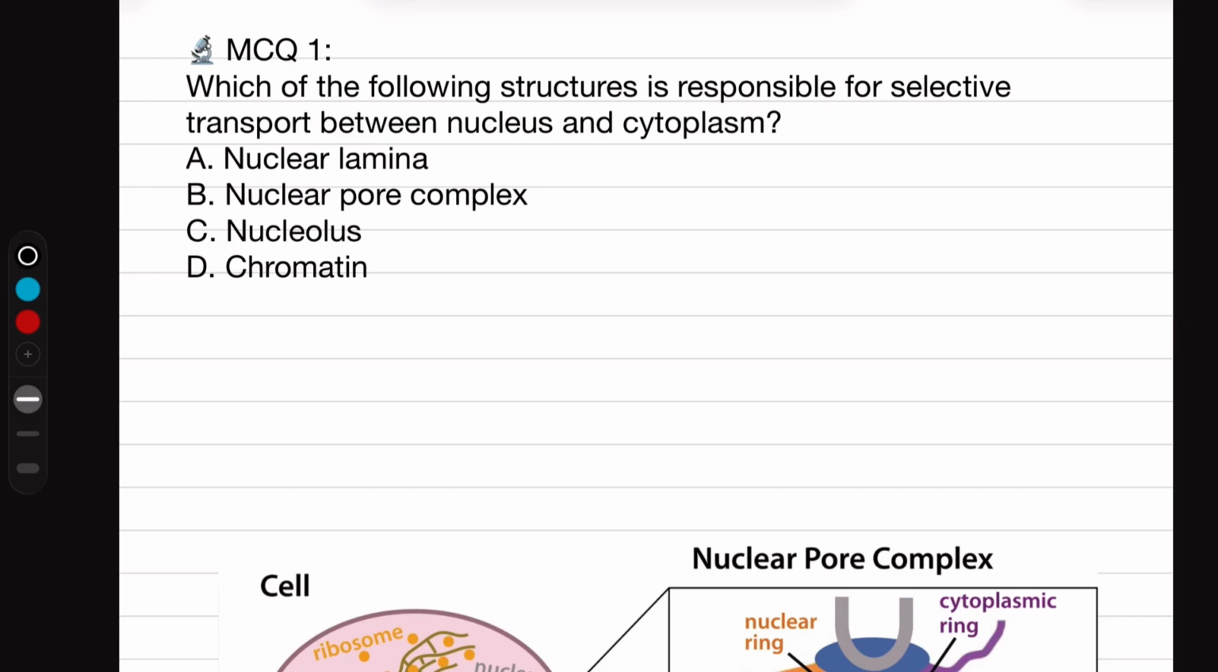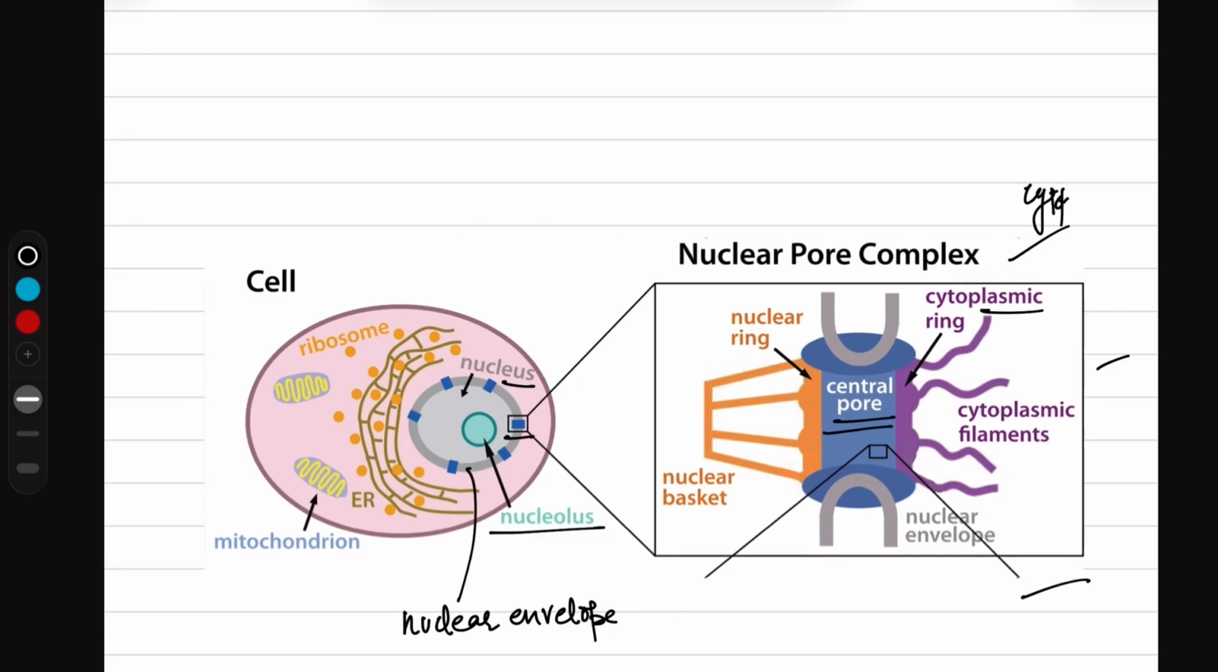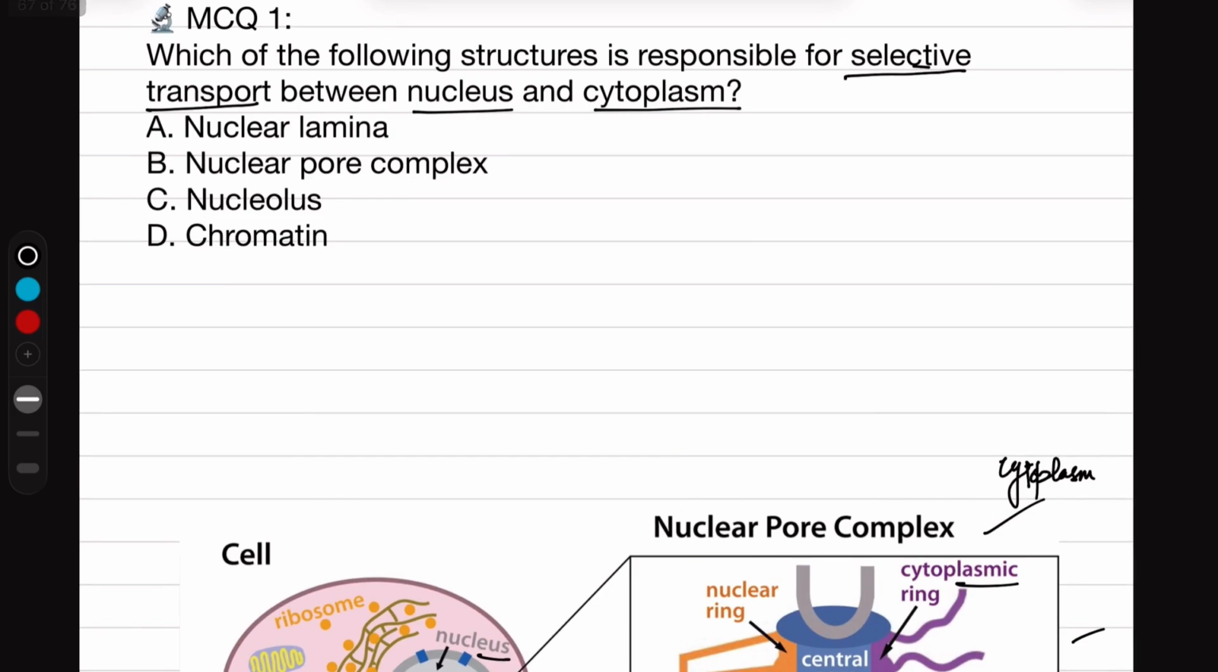So first MCQ: which of the following structures is responsible for selective transport between nucleus and cytoplasm? Here in this diagram you can see the nucleus, and the nucleolus inside it. The outer covering is the nuclear envelope. If we see the transverse section, you can see a nuclear pore complex is present. Here the central pore is present, and the cytoplasm is outside of it. So it is present on the nuclear envelope. The selective transport of nutrients and everything between nucleus and cytoplasm takes place through the nuclear pore complex.